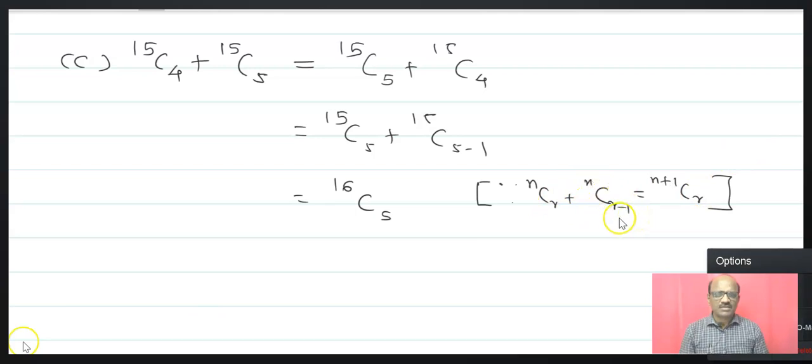The formula is NCR plus NCR minus 1. Now here N is 15, R is 5. Therefore, this is the 15C5, NCR, and here is 15C4, NCR minus 1. Then what is the answer here? The answer is N plus 1 CR. Then the answer will be 16, because here is N plus 1, and R is as it is, that is 5 as it is. That is 16C5.